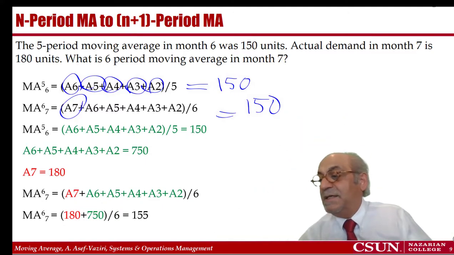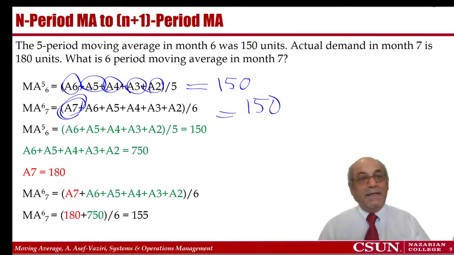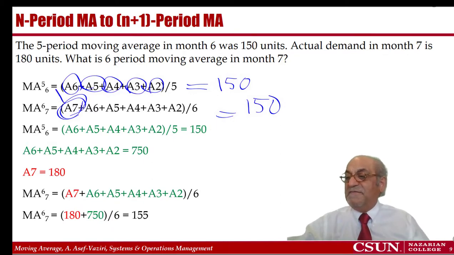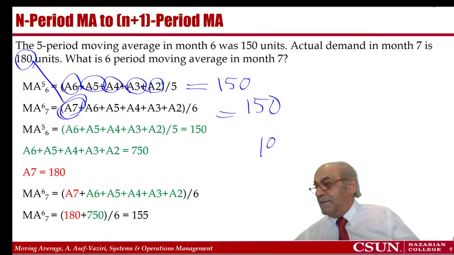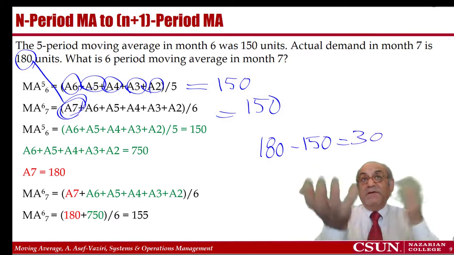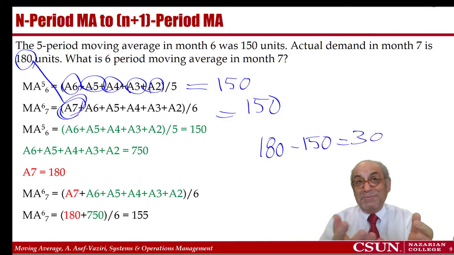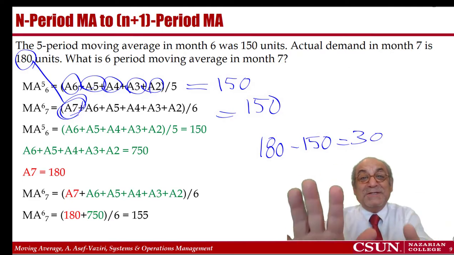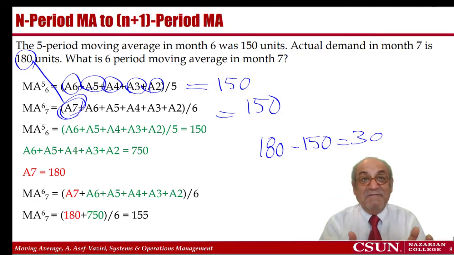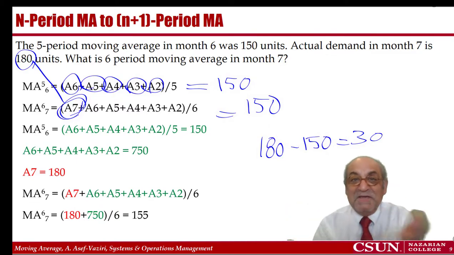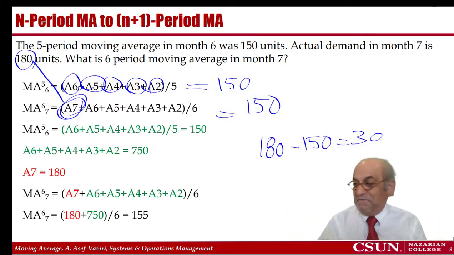However, A7 is not 150. It is 180. 180 minus 150 is equal to 30. So that one has 30 extra units, and that should be distributed between 6 components. 30 divided by 6 is 5. Therefore, 150 plus 5, 155.